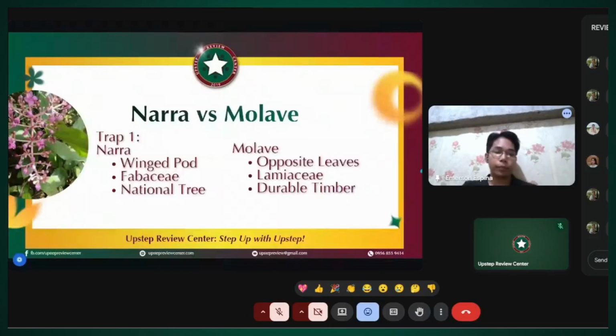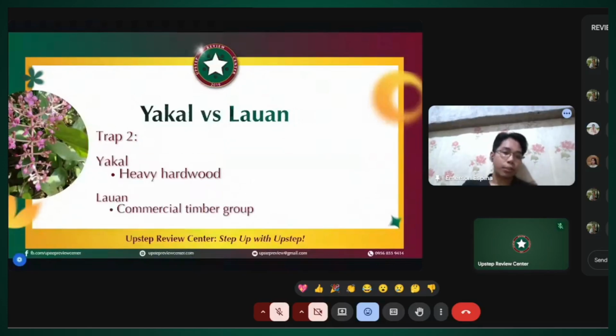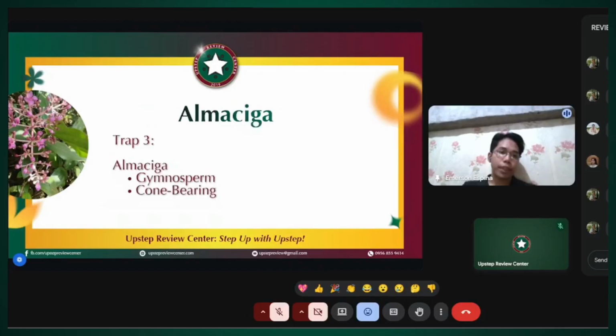Okay. And then trap number two, we have Yakal versus Lauan. The main characteristic to consider: Yakal is a heavy hardwood, while Lauan, on the other hand, is commercially produced timber. And then trap number three, to remember, Almaciga is not part of the angiosperms, but rather the gymnosperms. It's a cone-bearing species.